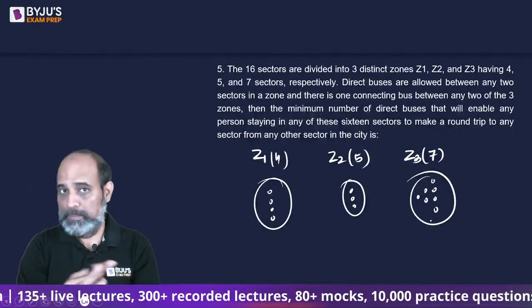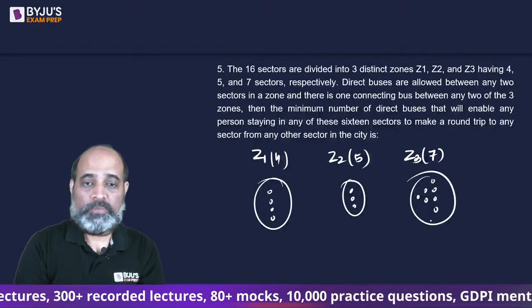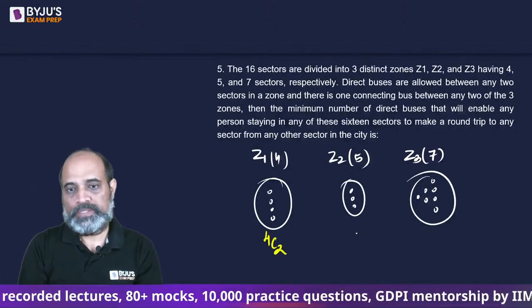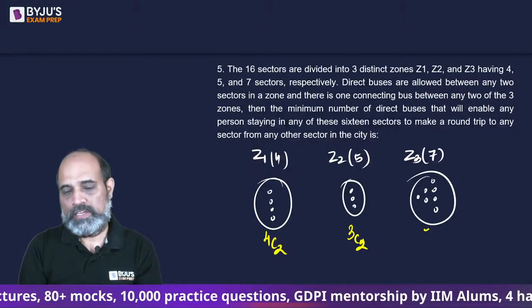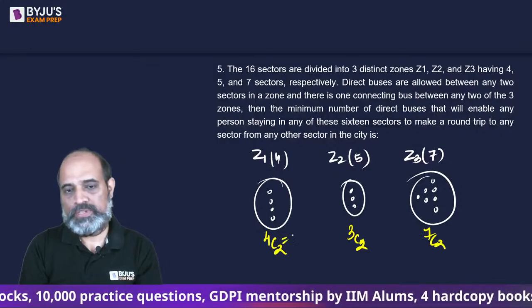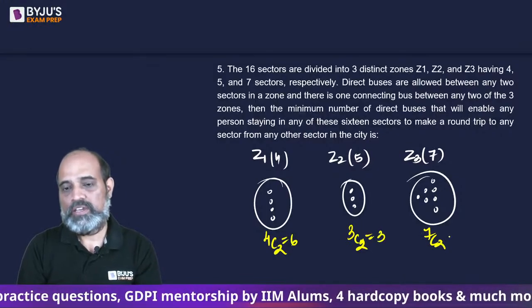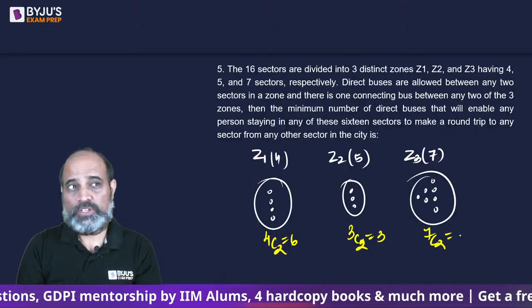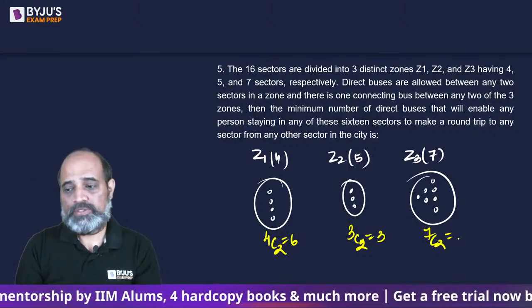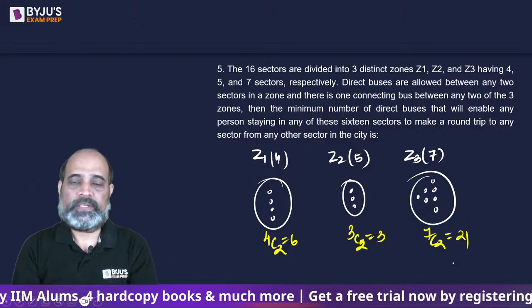एक zone के आपस के sectors. So if we talk about the zones, we will have 4C2 buses, 3C2 and 7C2. Now 4C2 is 6, 3C2 is 3, 7C2 is going to be 7 into 6, 42 by 2, 21.